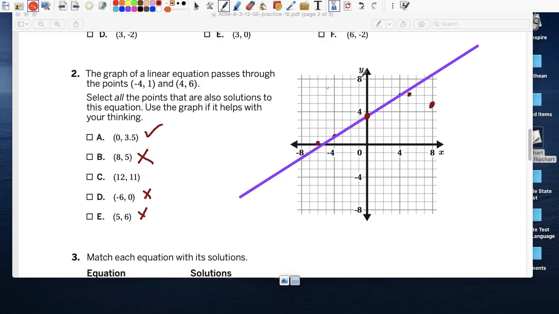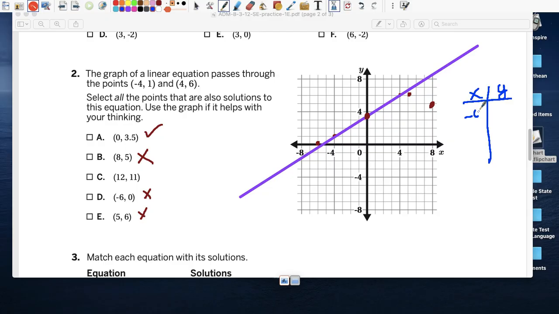So 12 and 11. Now, obviously looking at the graph didn't help, right? Because 12 is out of range in our coordinate plane. So we're going to have to do a little work here. Negative 4 and 1, 4 and 6. Let's find the slope.